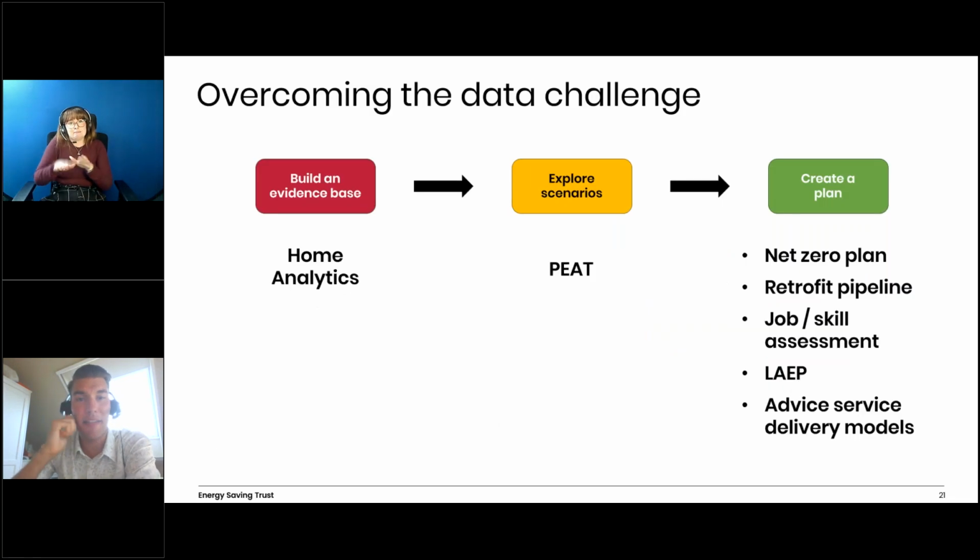So if we come back to that initial workflow I was showing on that first slide, you can see that Home Analytics and PEAT can both help support those first two phases within the process. Now, how these insights then are taken forward in the third phase will depend on the client's needs and where they see things going in the future. So this could include a retrofit pipeline, it could include a decarbonization plan, it could include a local area energy plan.